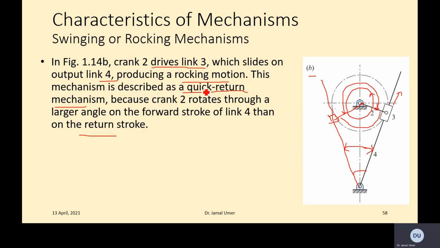Now you see, the mechanism is described as a quick return because crank 2 rotates through a large angle on the forward stroke. This angle is a large angle and this angle is a short angle, right? So in the forward direction it covers a large angle, and the reverse direction covers a small angle. That's why it returns quickly on the way back. Such mechanisms are called quick return mechanisms. They're quite useful, and I would suggest you look at any animation or video, as plenty of quick return mechanisms are explained available on open web sources, so you will get a better understanding.